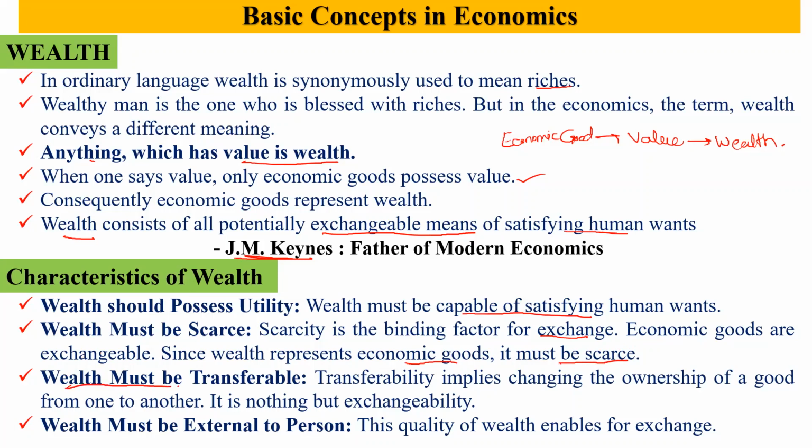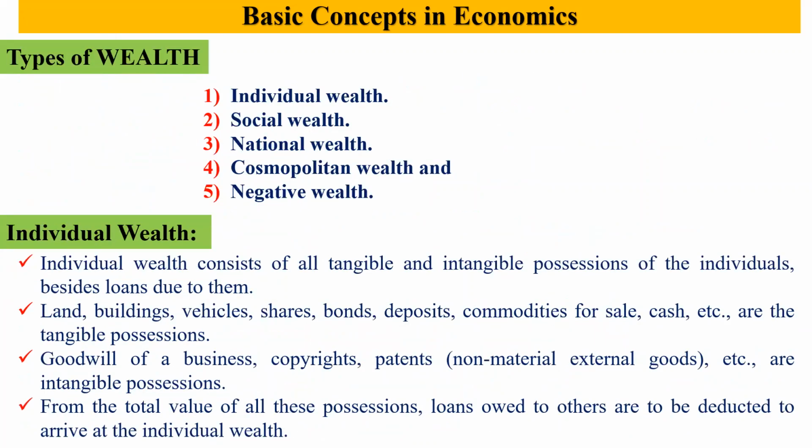Then wealth must be transferable. Transferability means changing the ownership from one person to another. So wealth should be able to be transferred from one person to another. Then wealth must be external to the person. The internal qualities of any person and his skills are not wealth. So they are external to the person and not internal to the person.